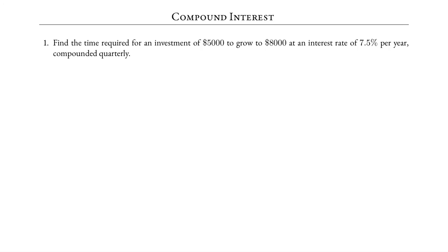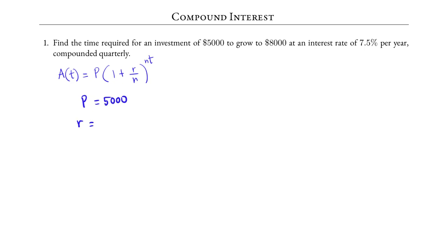Find the time required for an investment of $5,000 to grow to $8,000 at an interest rate of 7.5% per year, compounded quarterly. This is a compound interest problem compounded quarterly, so we would use the formula: the amount at any time t is P times (1 plus r over n) raised to the power of nt. In this case, P is the principal or the initial amount, $5,000.